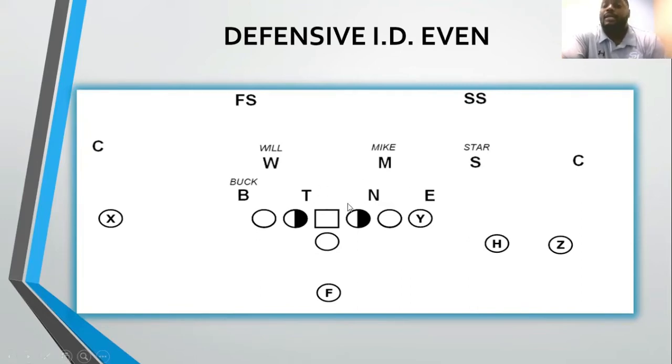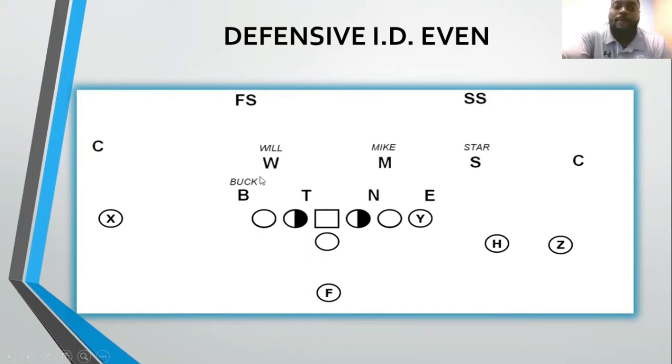Now, up front, again, it's a field and boundary defense. Our field defensive end, we just call an end. Our field defensive tackle, we call nose. Our boundary defensive tackle, we call tackle. And our boundary defensive end, we call a buck.